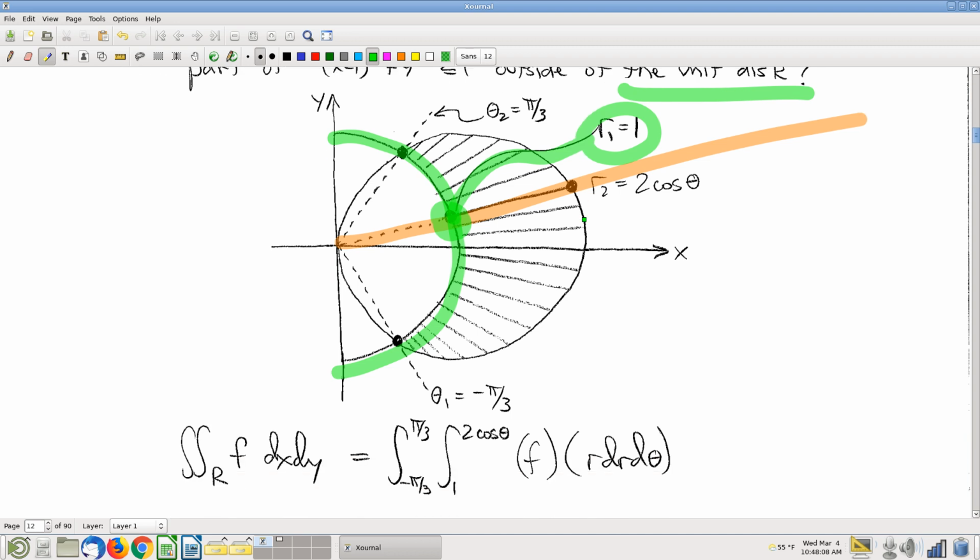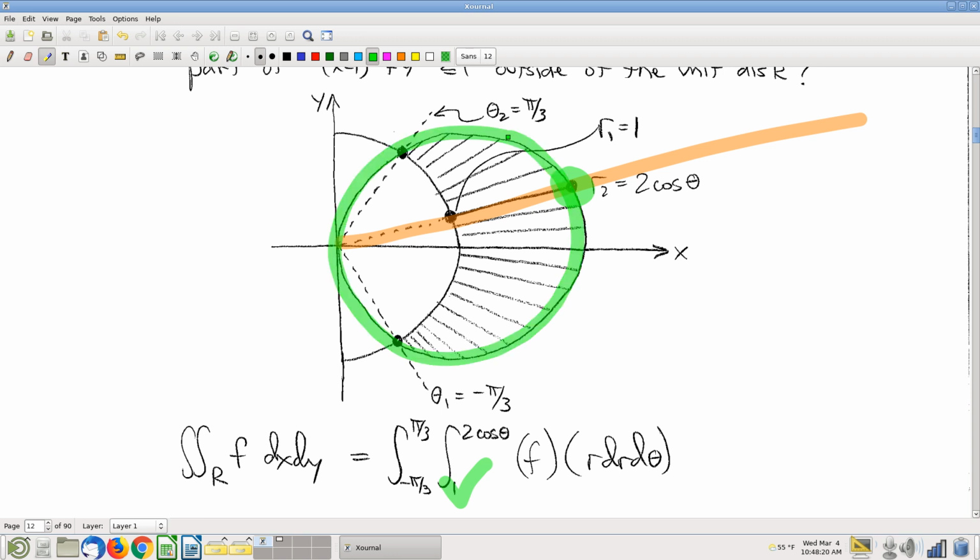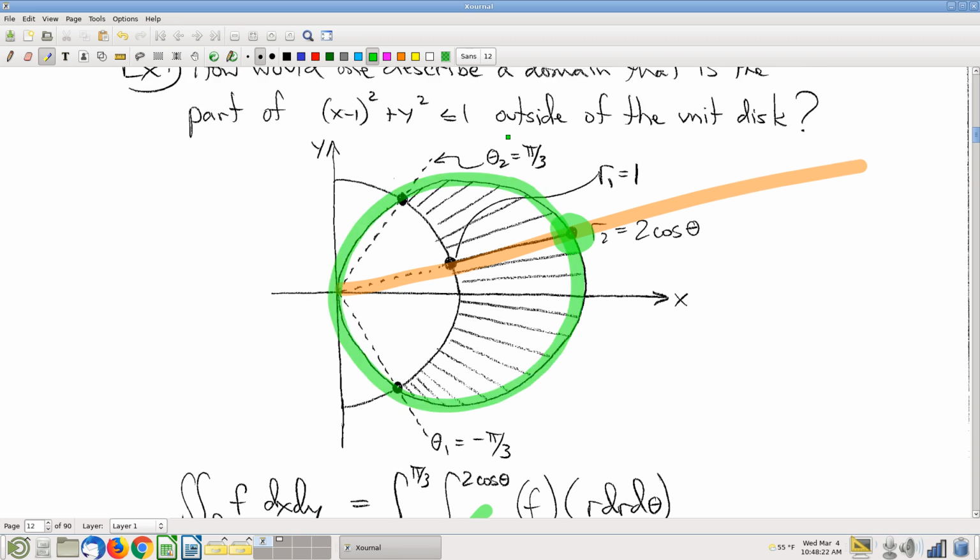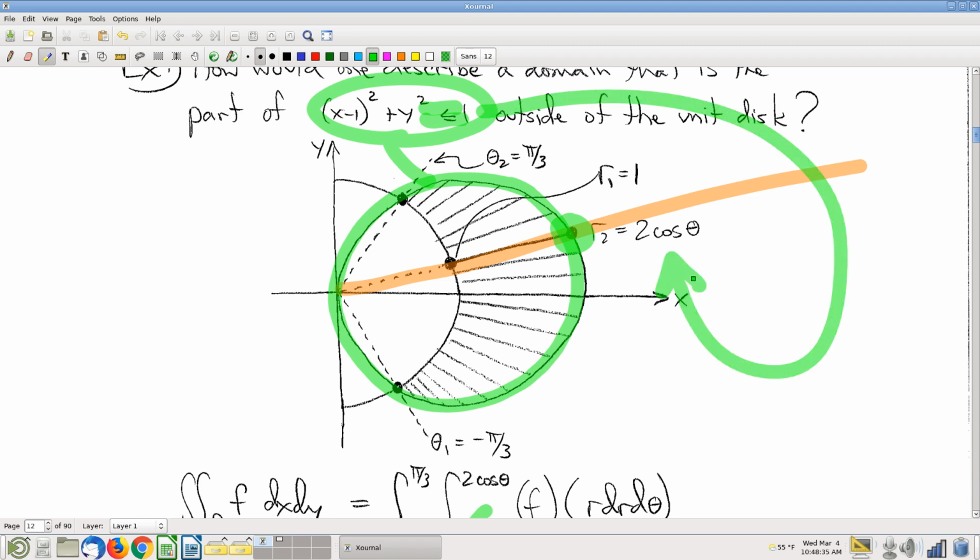And so your R lower bound is 1. Right? Your upper bound comes from that point. That point is on this circle. This circle has this equation, and make that an equal sign because it's the boundary. And now you've got a little task ahead of you to figure out how to rewrite this equation in polar coordinates.